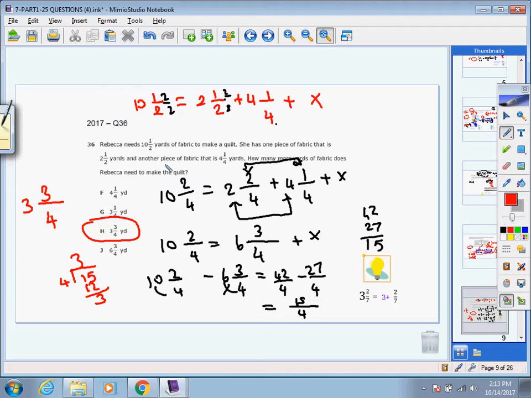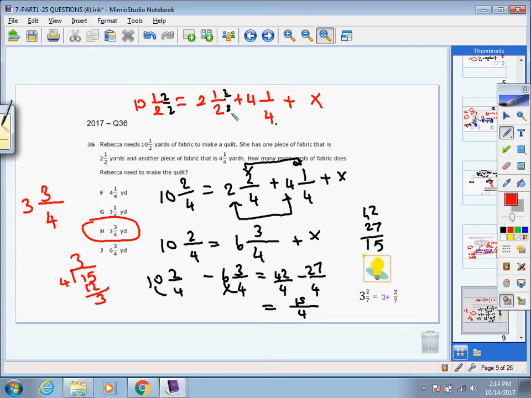So what did I do over here? I read the question and made the statement as an expression. How many yards of fabric do I need? 10.5. How many yards do I have for now? 2.5 and 4 1/4. And I need something more to make them 10.5. And I do the operation like this. I know some of you will freak out. Some of you already freaked out.